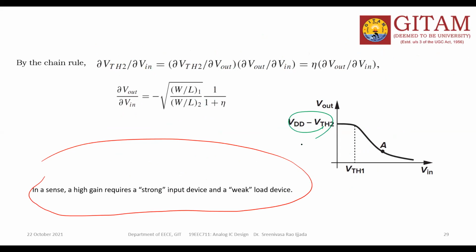Now, GM is equal to what is the formula? GM is equal to UN COX, W by L, VGS minus VTH.